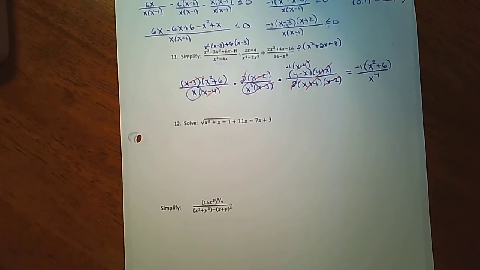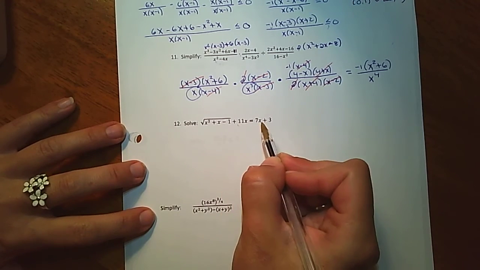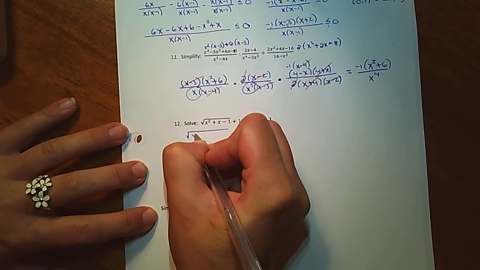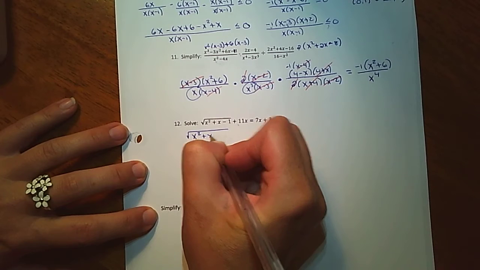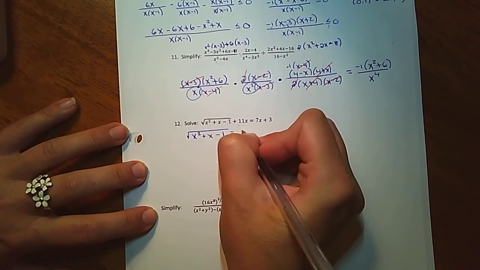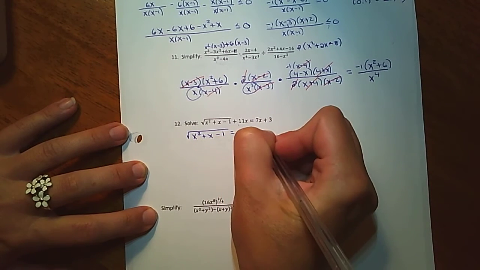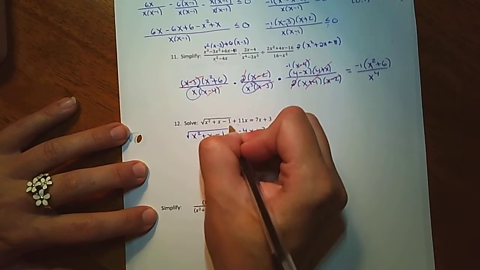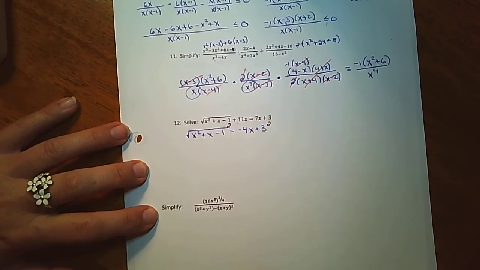We have a radical equation, and it's important to keep in mind that for radical equations, you must isolate the radical. So I'm going to start off by subtracting the 11x over, which gives us x squared plus x minus 1 equals negative 4x plus 3. Now, the way you solve a radical equation is by squaring both sides.